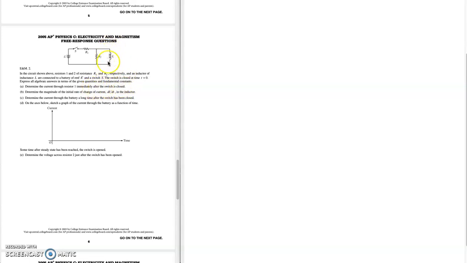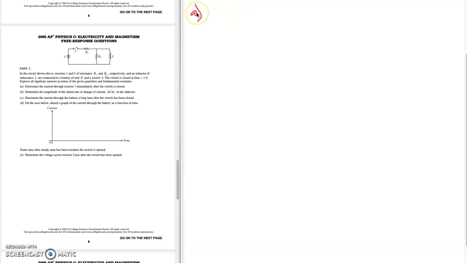Okay, the way inductors work is they don't like change. So right after the switch is closed, whatever the current in the inductor was before we close the switch, that's the current now. So if the current is 0 before, the current is still 0, and that means all of the current goes through R2.